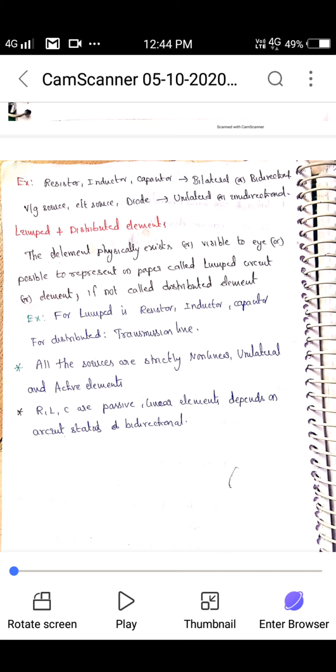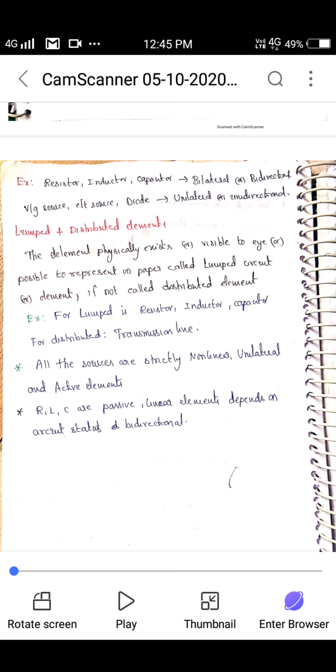Distributed means the elements which are not visible to the eye, which we can only imagine or estimate. The best example for a distributed element is God. We are assuming, but we are not seeing God. That's why Kirchhoff's laws are not applicable for distributed elements. Those are applicable for lumped elements, because physically the element has to exist. Then only, if you take KCL, if currents are entering and leaving, you have to see the network with your eyes.